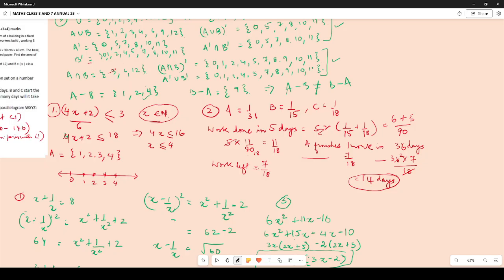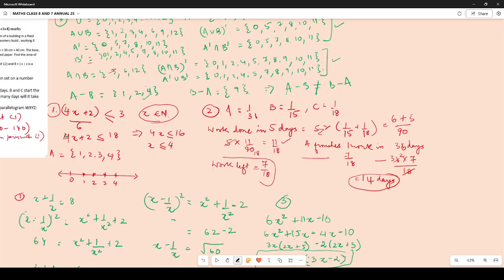इसको जब हम 5 दिन से मल्टीप्लाई करेंगे, multiply it with 5 days, we get 11 by 18. That means उन्होंने कितना काम खत्म कर दिया? They finished 11 by 18 work. And how much is the work which is left? 1 minus 11 by 18 is 7 by 18 work is left.